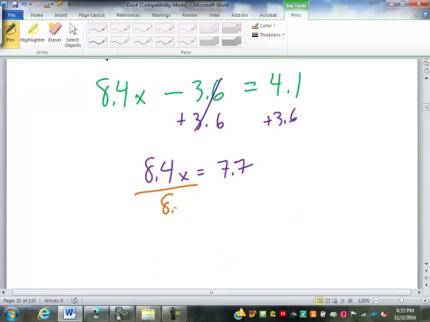What's next? We divide by 8.4. So we divide that out. X equals 0.916667. Any questions?